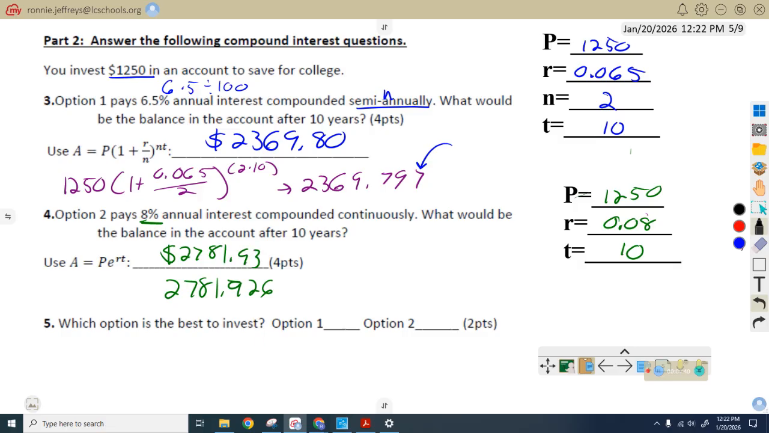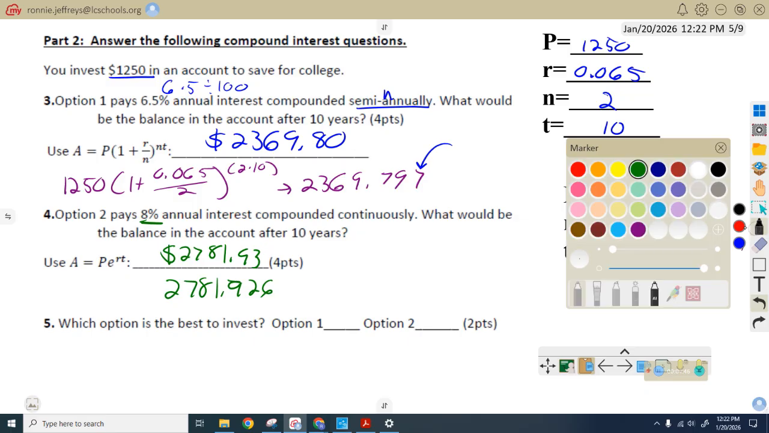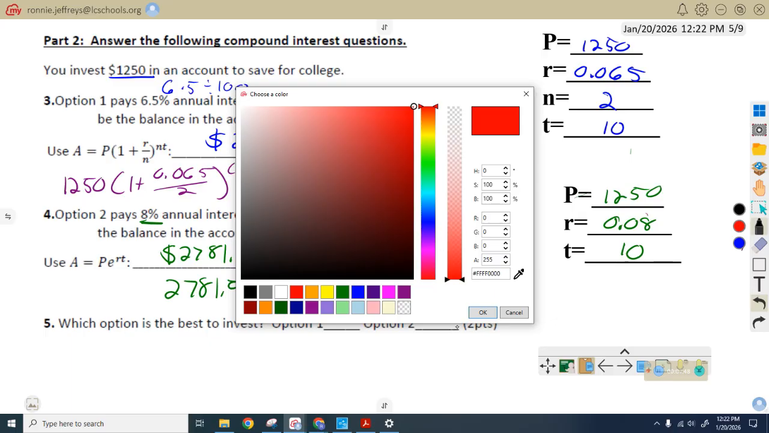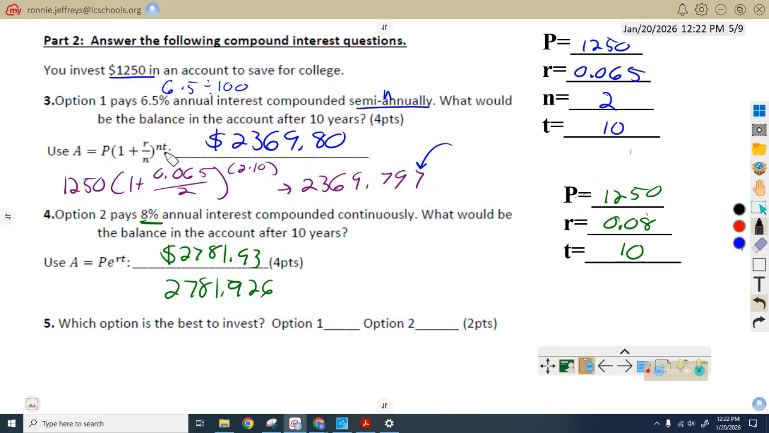3. Okay, so which option, this should not be a difficult question. If you can't do this problem, then you're probably in the wrong class. Which one's bigger, this one or that one? Well, alright, so that's how you would do part 2, numbers 3 through 5.